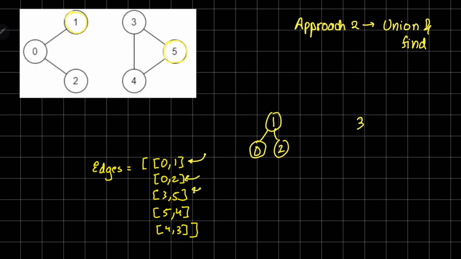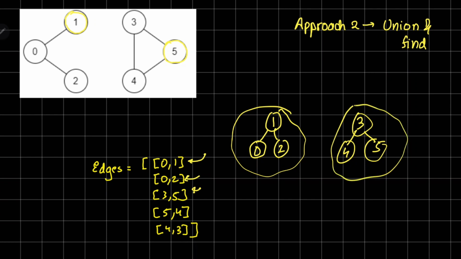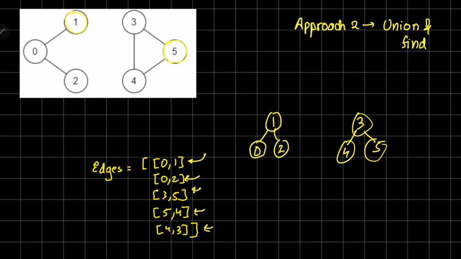Let's see the next one. We have an edge from 3 to 5 and then an edge from 5 to 4. With an edge from 3 to 5 and 5 to 4, we can reach 3 from 4 and 4 from 3. So what we are basically doing here is, from each edge we are making the union set, saying these are reachable from each other. Next we have 4 to 3. A path for 4 to 3 already exists, as you can see you can reach 4 to 3 from here as well.